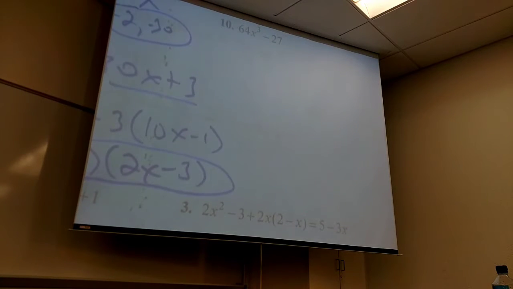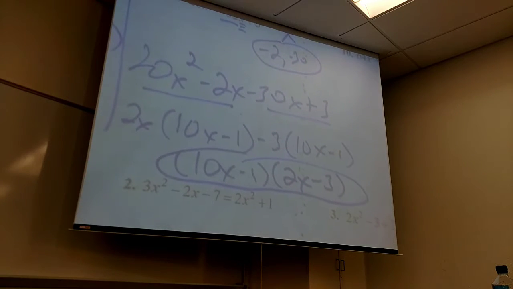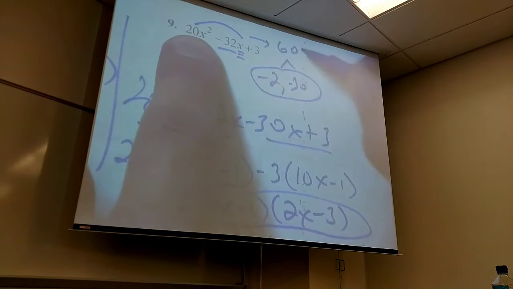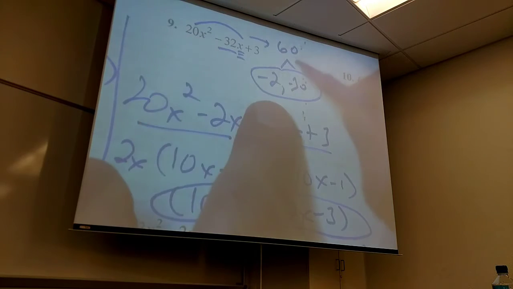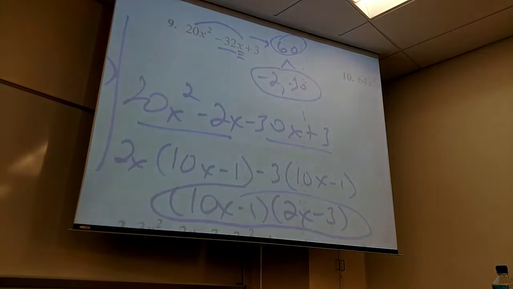And then this guy here is so heated. Yes, sir. Could you just explain again how you got negative 2 and negative 3? Because I didn't get that part. Oh, so 20 times 3 is 60, right? And then I need factors of 60 to add to be 32. To be honest, it's easier to think about adding to be 32. Like 5 and 27 add to be 32, but 5 times 27 isn't what I need. So then I just keep going. Okay. All right.